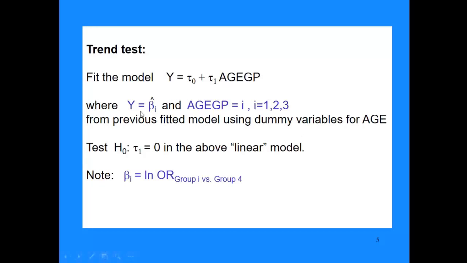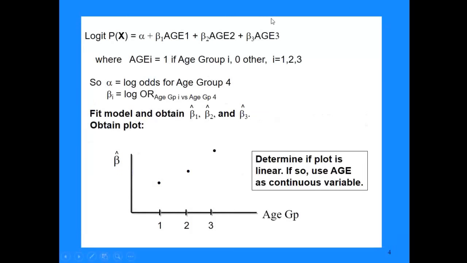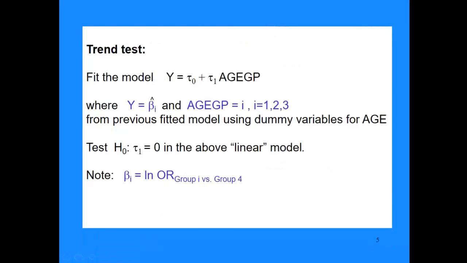And Y is whatever you're getting for the beta hats. So Y is the 3 values that you're getting, the 3 beta hats for the 3 betas in this model. Okay. And what I'm doing is I'm saying, let's fit this model, and age group takes on the values 1, 2, 3, for the different age groups. I'm using a linear model to predict these outcomes, to predict the different betas. That's all that does. And so if I then test for tau 1 in this model, and I find that it's significant, I have evidence that there's a significant linear trend. So that's how I can test for trend. You got that? That's the idea.